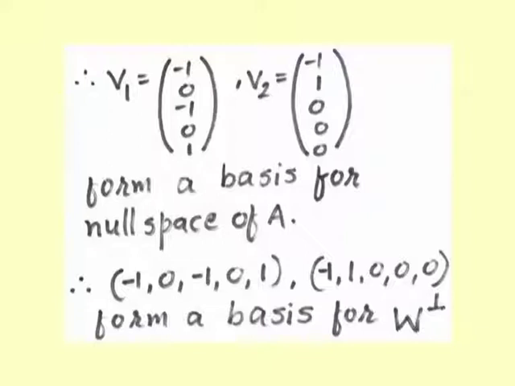Today we have seen the angle between two vectors, the orthogonal complement of a vector, then properties of the orthogonal complement, then one theorem and some examples of how we can apply that theorem. Thank you.